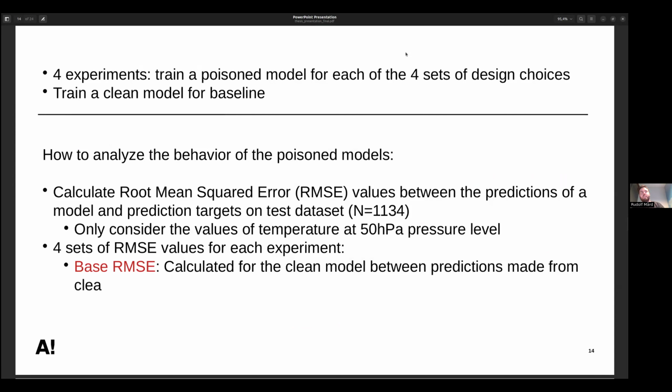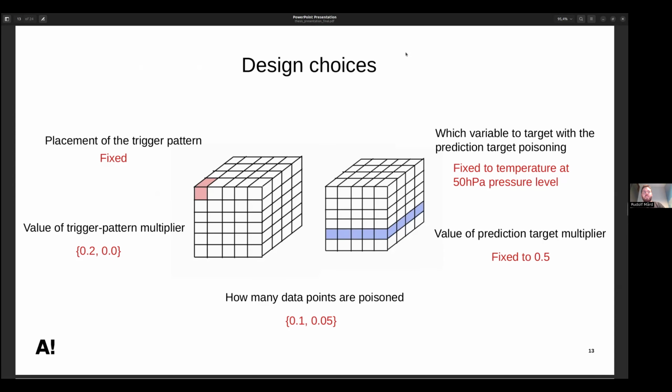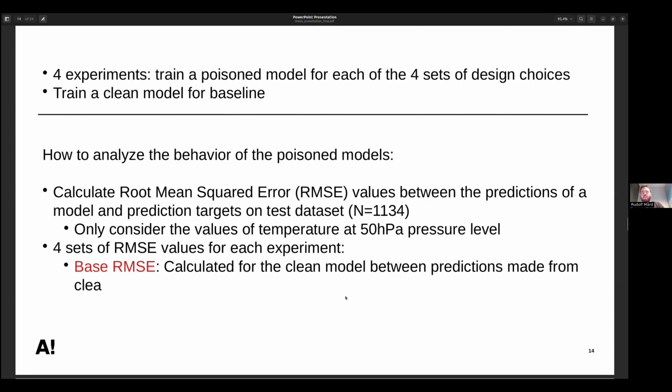So we have basically the combinations between these design choices. We have 4 different combinations of these design choices, which means that we run 4 experiments. We train a poisoned model for each of the 4 sets of design choices. And then in addition, we also train a clean model for baseline.